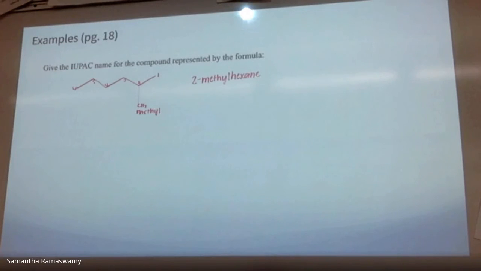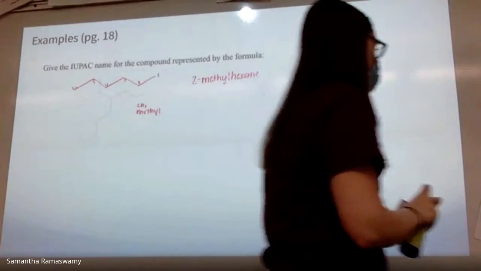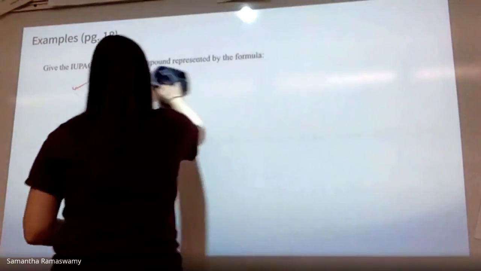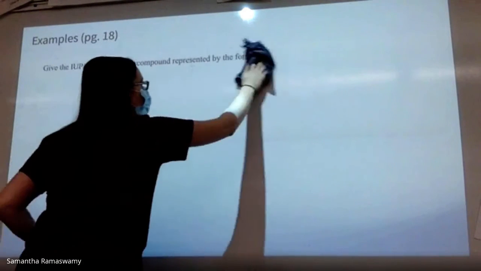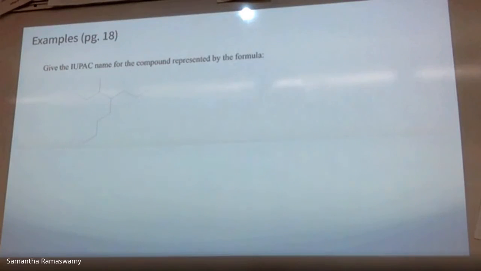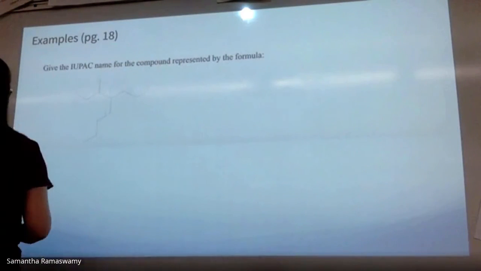And then the last one. Last one's a little tricky because of the way that our longest chain goes. But if we take a look at this bond line drawing, remember, find your parent chain first. Find the longest chain of carbons. You might need to go in different directions, but it's the longest continuous chain of carbons. So you can't stop and say, oh, look, there's more over here. It has to be a continuous chain.